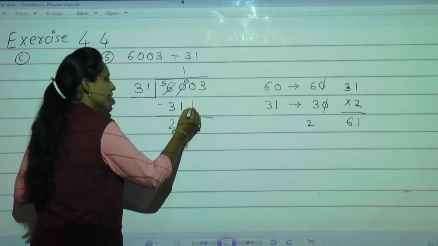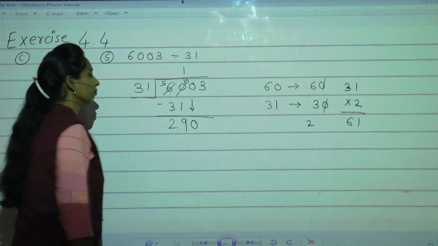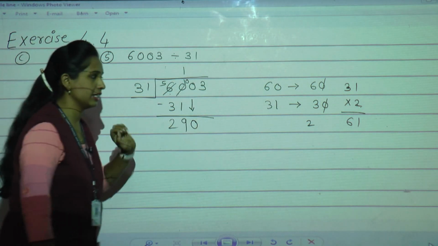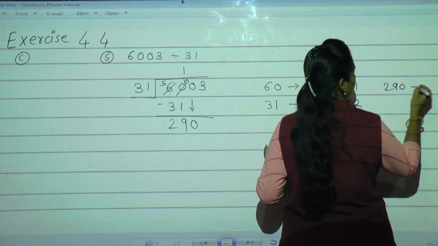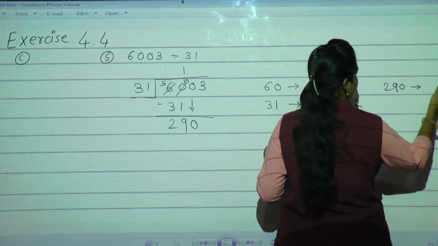Now bring down the next number, that is 0. Now 290. Okay. Now what we will do? We will find out nearest to this number. 9 is there.